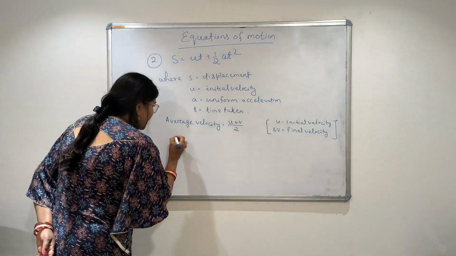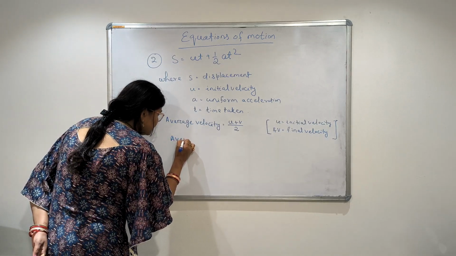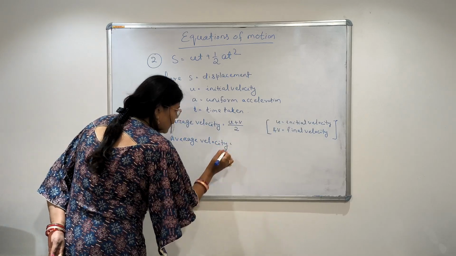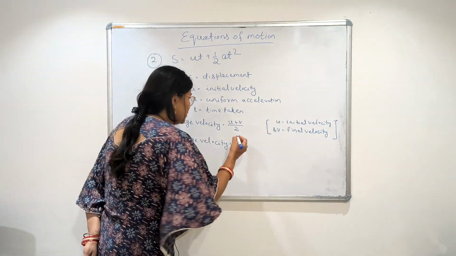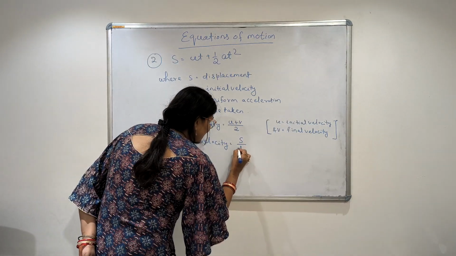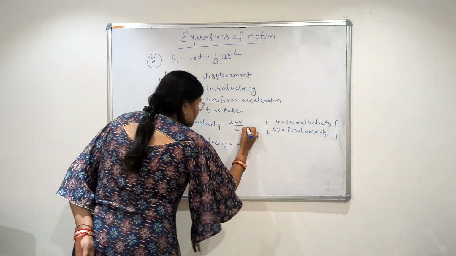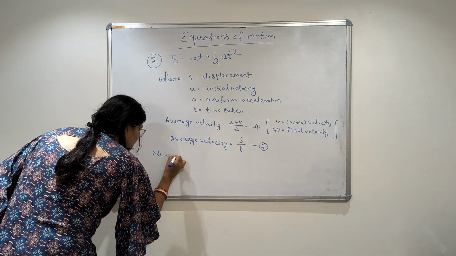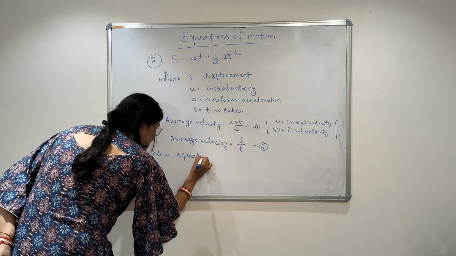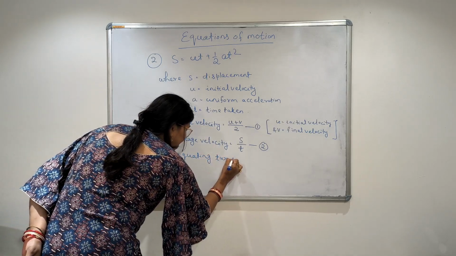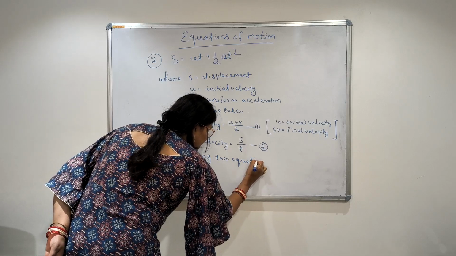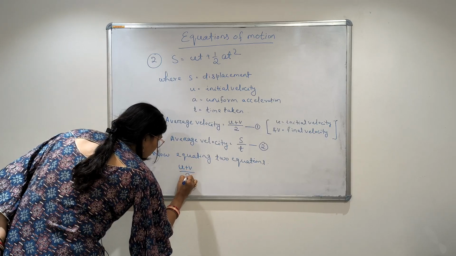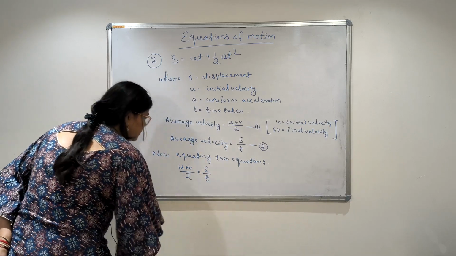Again we know average velocity is equal to rate of change of displacement. So can I write displacement by time? So this is equation 1, this is equation 2. Now equating two equations, can I write u plus v by 2 is equal to s by t.